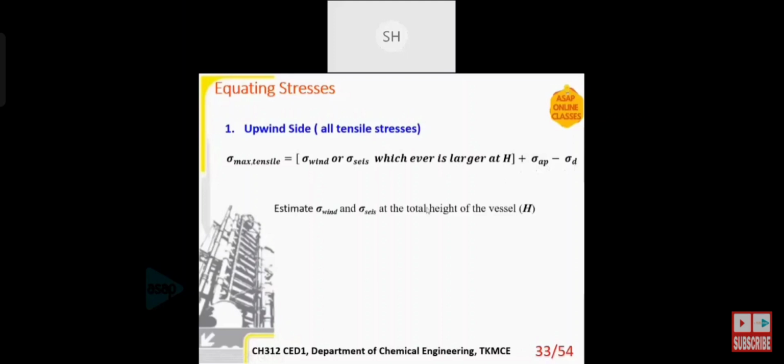Now for finding sigma wind and sigma seismic, we substitute the capital X as the H value and find out at H which is the largest sigma, and we use that sigma here. So substitute X as H. Then this LHS, sigma max tensile, as per the IS code should be less than or equal to FJ. F is the maximum allowable tensile stress, and J is the weld efficiency factor. So LHS is known, RHS you have one variable X, and you can solve for X.